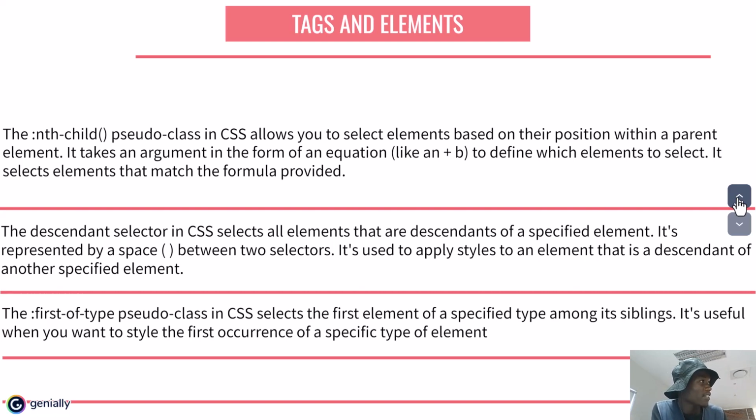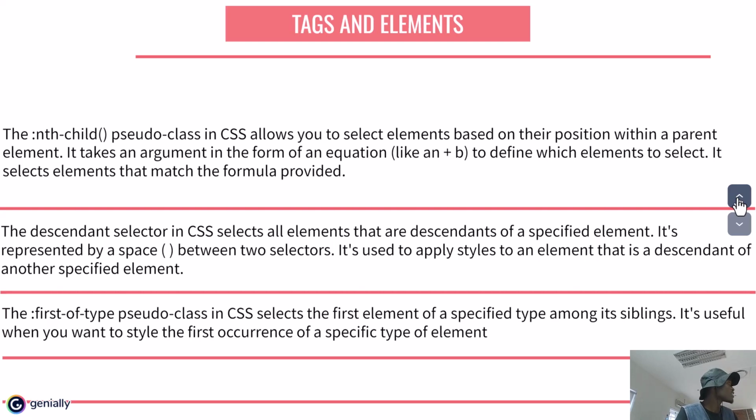So the first of type pseudo class in CSS selects the first element of a specified type among its siblings. Remember the example that I gave you? Let's say in an ordered list, you have about 6 list items, and you were only interested in styling just the first one, right? The first of type pseudo class is what does that, because it selects the first on the list.